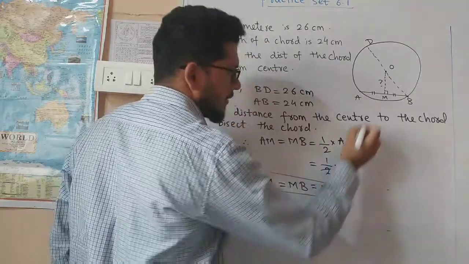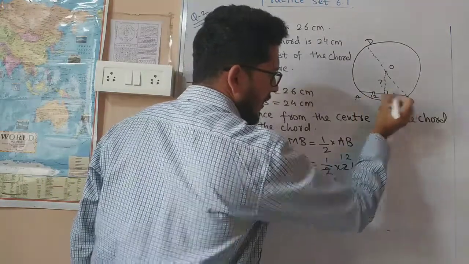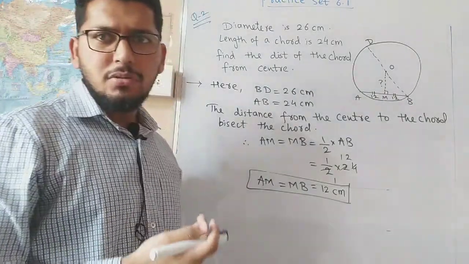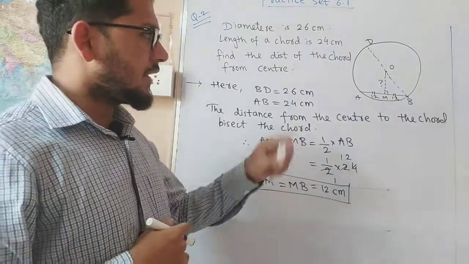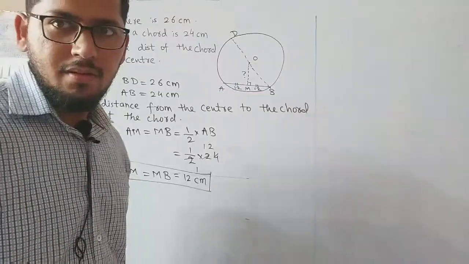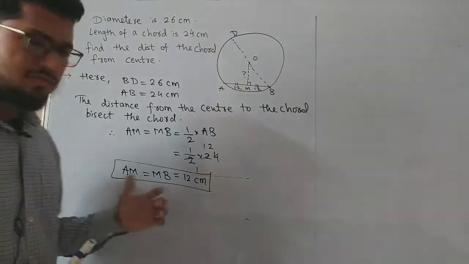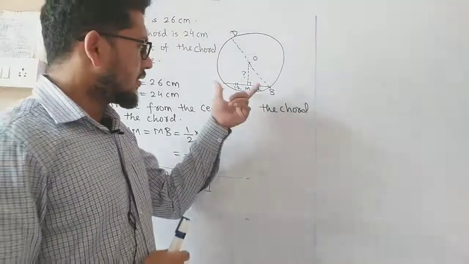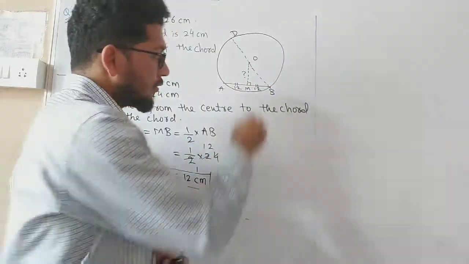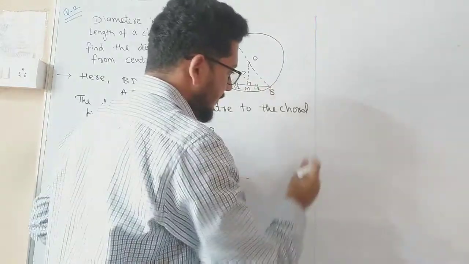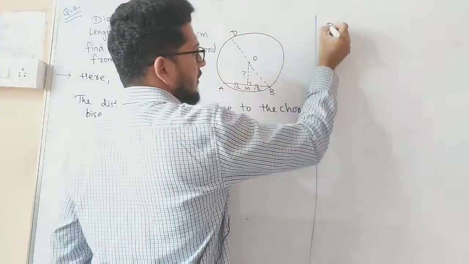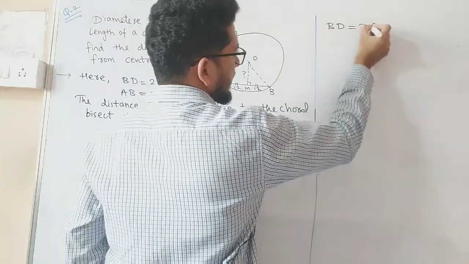So we have got AM and MB. ये भी 12 मिल गया, ये भी 12 मिल गया. अब डायमीटर दिया है, अब डायमीटर का हाफ लेना है. जब मैं डायमीटर का हाफ लूँगा तो मुझे रेडियस मिलेगा. The diameter is given 26. अब कैसा करेंगे देखो. Here we have got AM and MB is 12 centimeter. Now the diameter is given, BD, and we have to calculate the length of OB. So what we'll write here? We'll write here BD is equal to 26 centimeter is given.